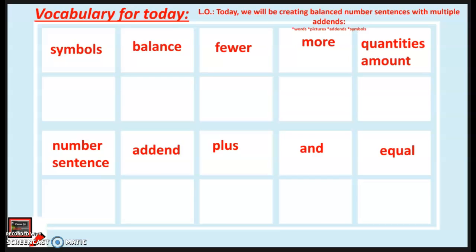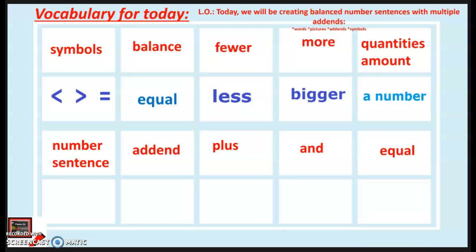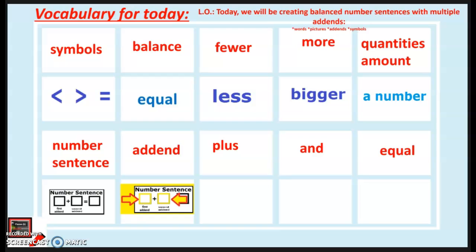Let's check our answers, okay? So symbols could also be greater than, less than, or equal to. Balance just means equal. Fewer could be less. More could be bigger. Quantities and amount, that's another name for a number. A number sentence really is a blank plus blank equals blank, those two add-ins together. And then the add-ins are those first numbers we put together.